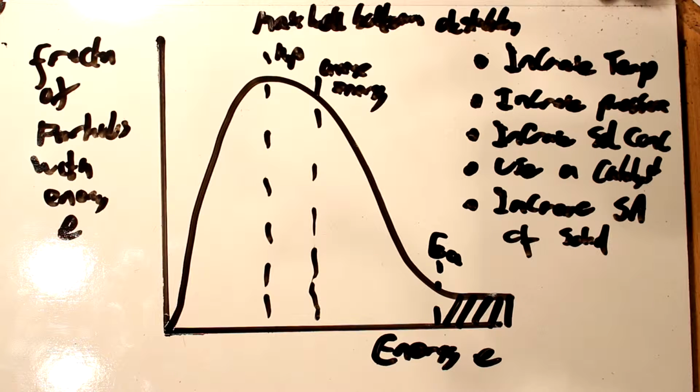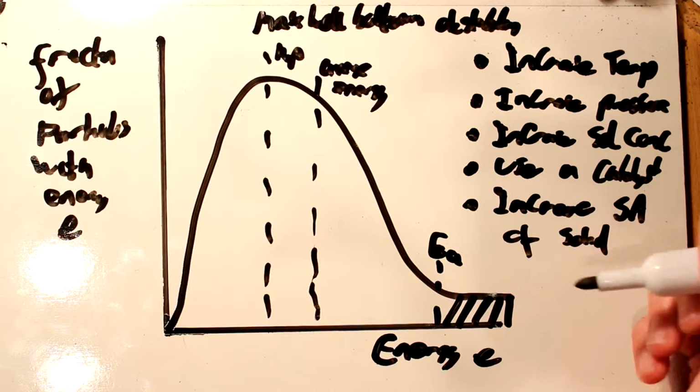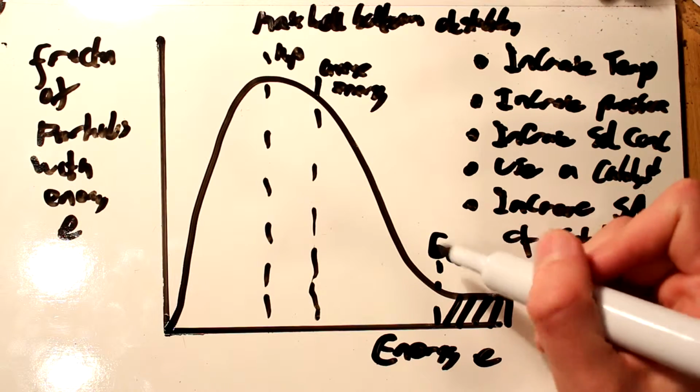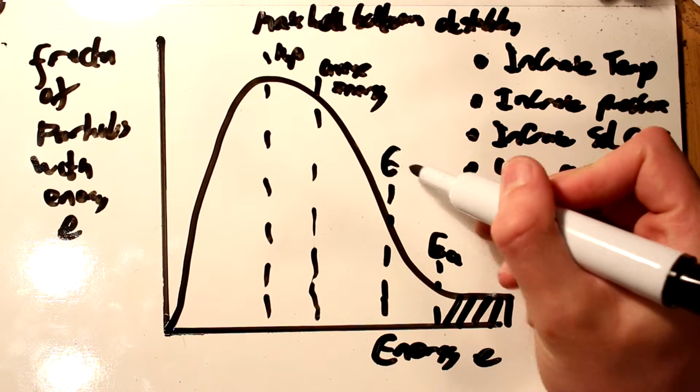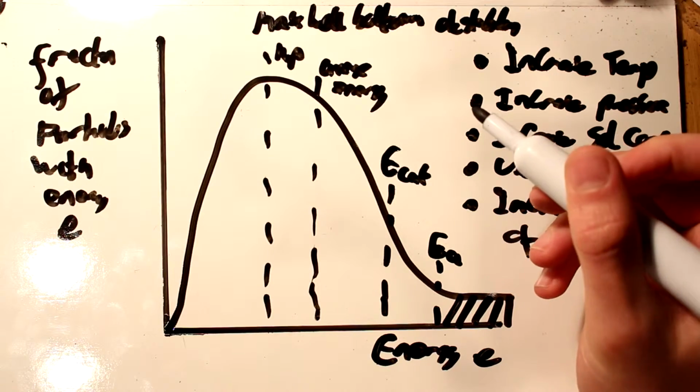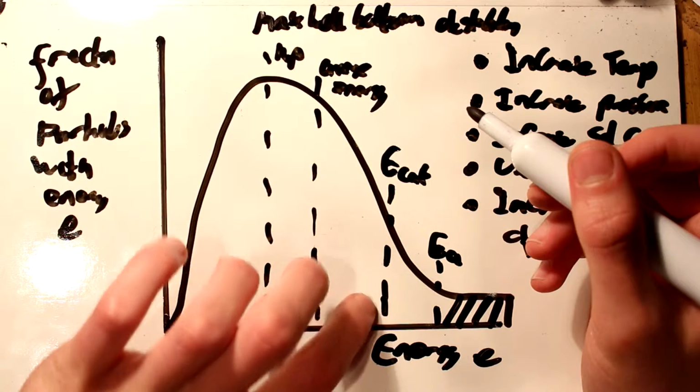So if we added a catalyst to this, what would that do? You should all know the definition of a catalyst, which is that it provides an alternative reaction pathway without getting directly involved in the reaction, reducing the activation energy. So on this curve, if we added a catalyst to this reaction, there would be a new point. We'll call it E and then cat. So imagine that's the activation energy with a catalyst.